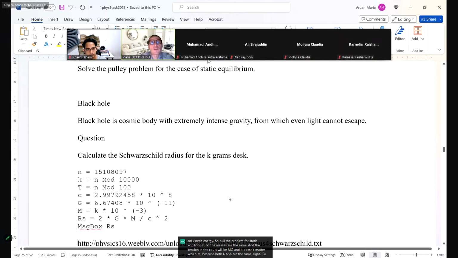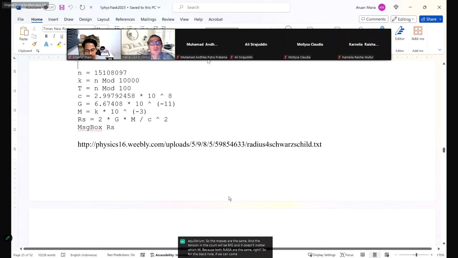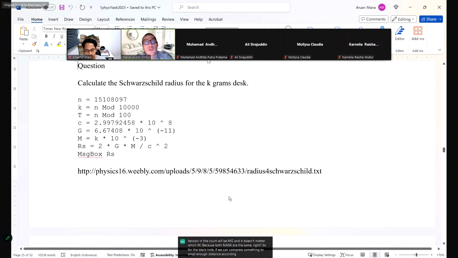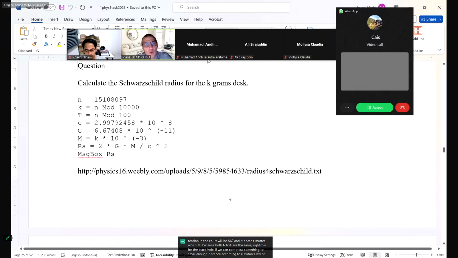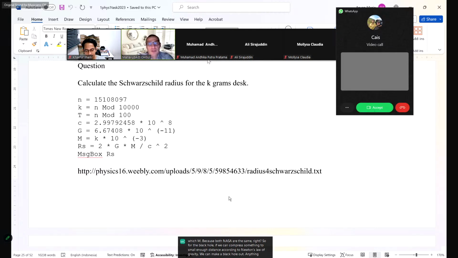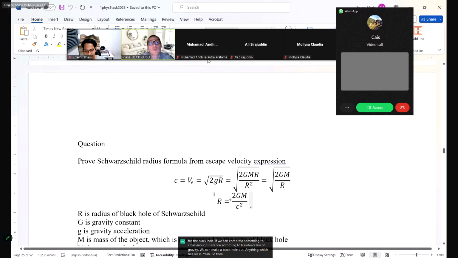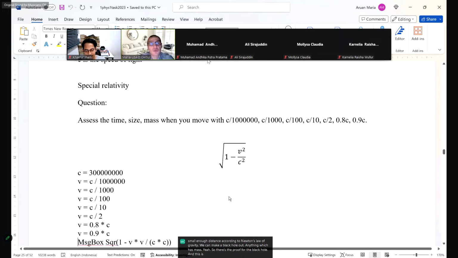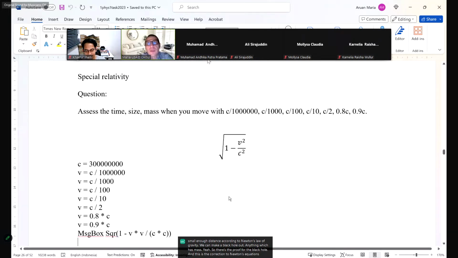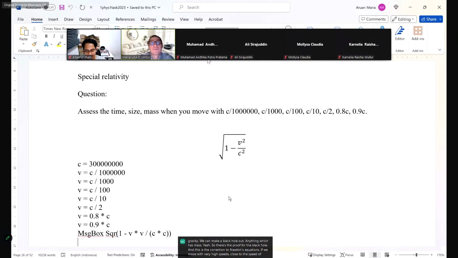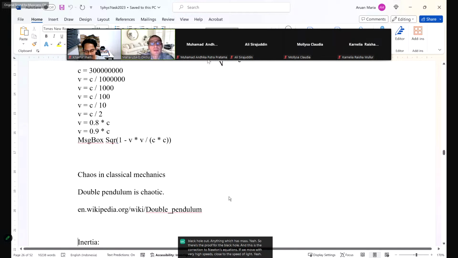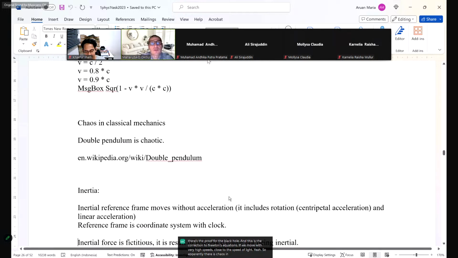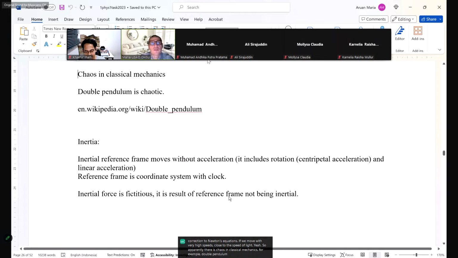So for the black hole, if we can compress something to a small enough distance, according to Newton's law of gravity, we can make a black hole out of anything which has mass. So there's the proof for the black hole. And this is the correction to Newton's equations if we move with very high speeds close to the speed of light. So apparently there is chaos in classical mechanics. For example, the double pendulum is chaotic.